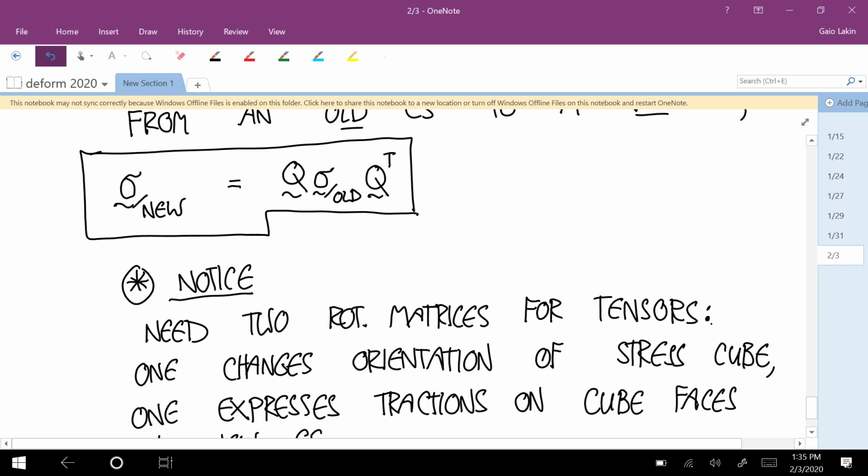And so I guess multiply this times those outward facing normals, and that gives you the new tractions, but expressed in the old coordinate system. And then you multiply each of those by the rotation matrix to give you those same tractions, but now expressed in our new coordinate system.